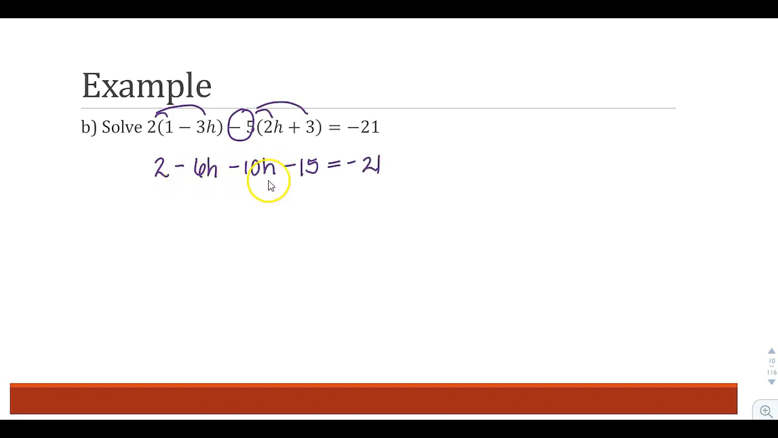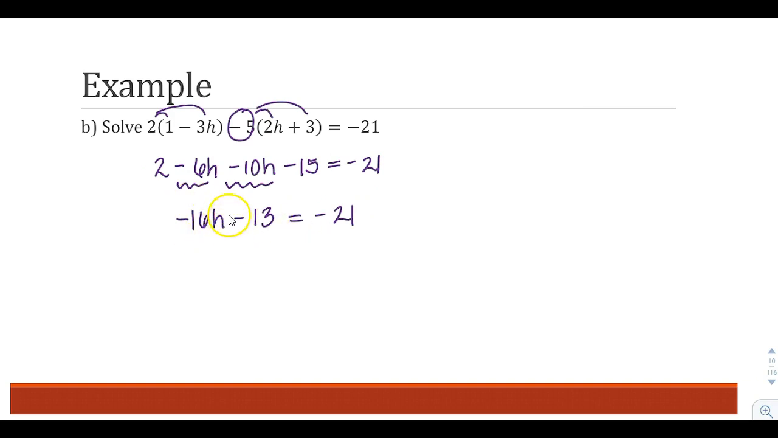At this point, I can combine like terms on the left side of the equation. So I can combine my negative 6h and my negative 10h. Combining by adding the coefficients gives me negative 16h. And then I can combine my constants, 2 and negative 15. Those add together to give me negative 13 is equal to negative 21.